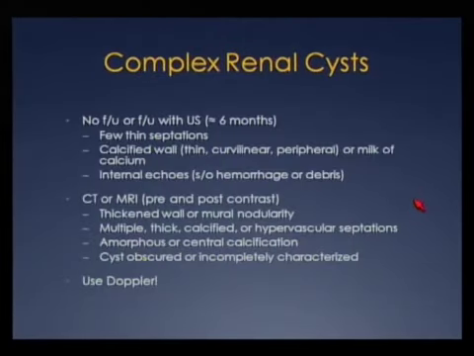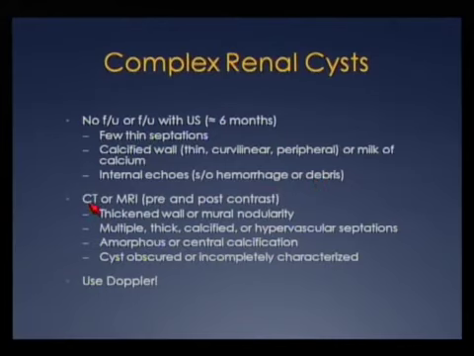Now, complex renal cysts, there are several ways to manage complex renal cysts. Cysts that you may not need to follow or maybe just do a one-time follow-up for. These are cysts that would just have maybe a few septations. Few means 2 or 3. Calcification, if you see it, should be thin, curvilinear, or very peripheral along the cyst. Sometimes you may see some milk of calcium, and cysts that may have internal echoes from a hemorrhage or debris. These are cysts that you may not need to follow, but if you're not confident, doing a follow-up in 3 or 6 months is reasonable.